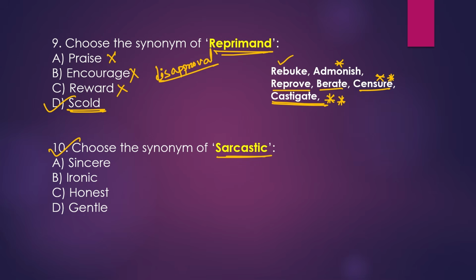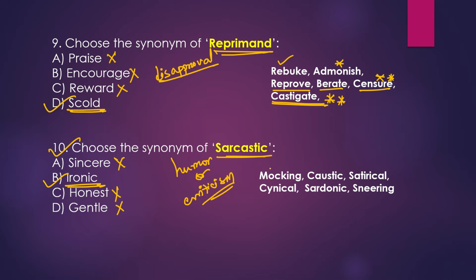Now 10th, choose the synonym of the word sarcastic. The word sarcastic generally suggests one kind of humor or criticism. Okay, so look at the options. Here option B, ironic, is the correct answer. Sincere, honest and gentle, these are totally inappropriate options. Now extra synonyms like mocking, caustic, satirical. So this one is a very important word. The word satirical also means one kind of criticism, one kind of humor. Okay, cynical, sardonic and sneering.